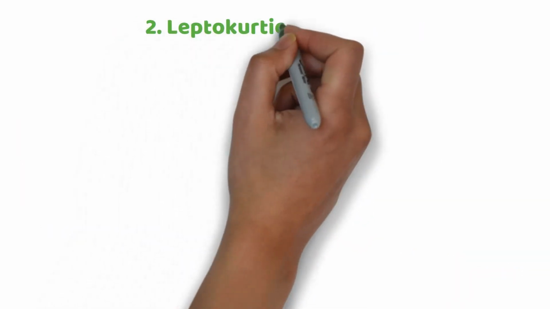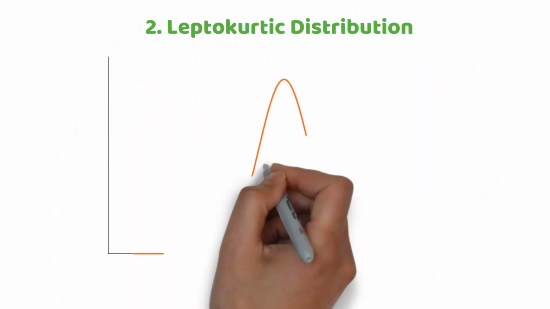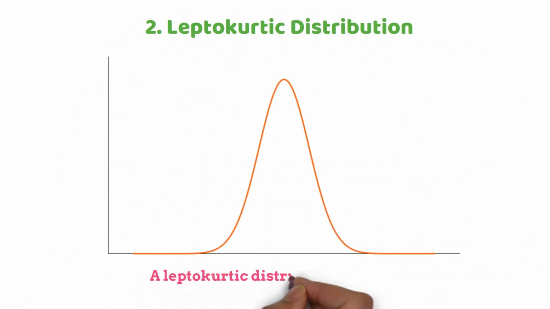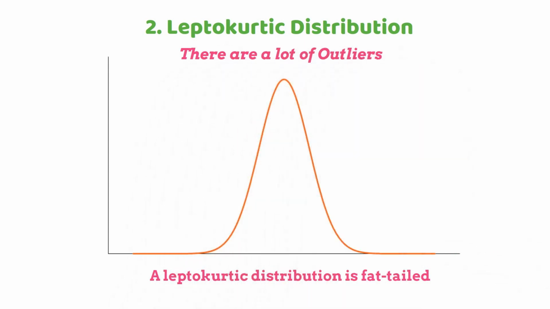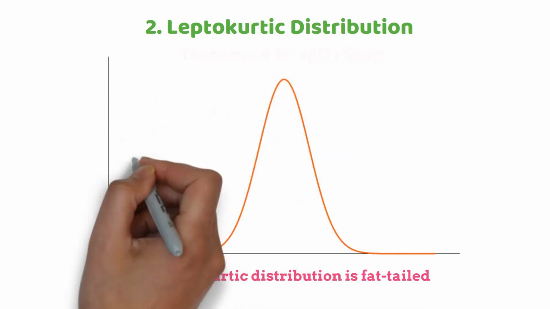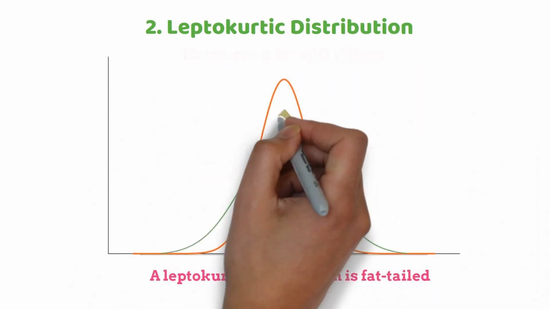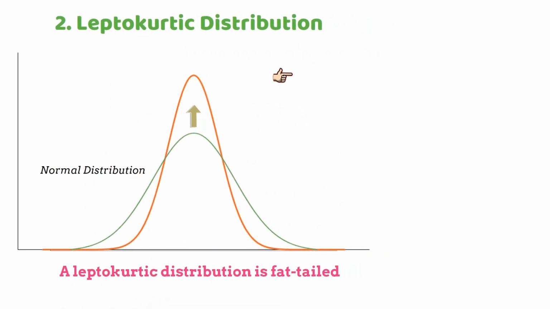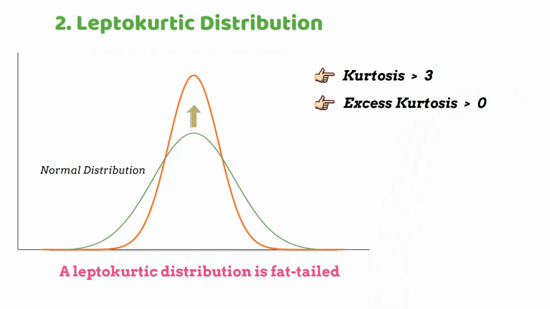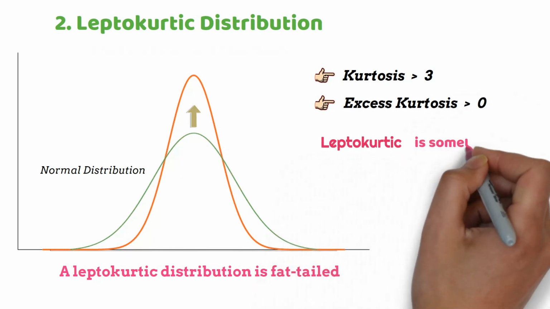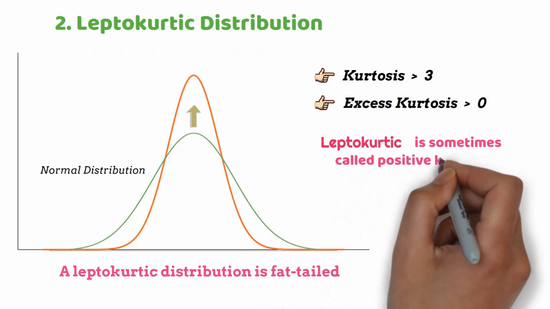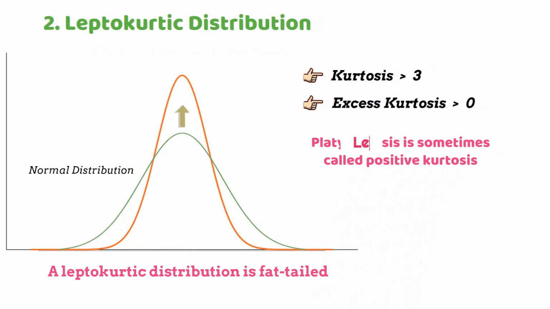So let's study leptokurtic distributions. A leptokurtic distribution is fat-tailed, meaning that there are a lot of outliers. Leptokurtic distributions are more kurtotic than normal distributions. They have a kurtosis of more than 3 and an excess kurtosis of more than 0. Leptokurtosis is sometimes called positive kurtosis since excess kurtosis is positive.